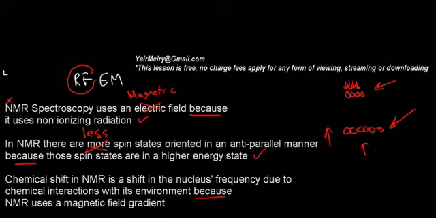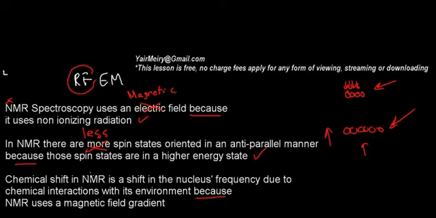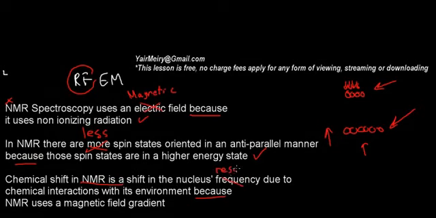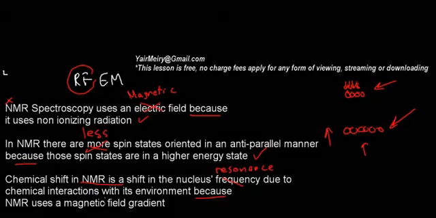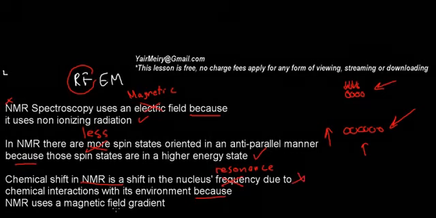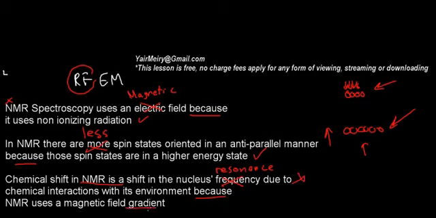Let's take a look. We know that chemical shift affects the nuclear resonance, but there's no frequency that we can associate with the nucleus. We associate spin and resonance. So if I'd like to correct this, chemical shift in NMR is a shift in the nucleus's resonance due to chemical interactions with its environment, and this would be entirely true if I fixed it. So this first statement is incorrect. NMR uses a magnetic field gradient, and this is a common mistake when people think, oh, magnetic field, it's correct, but it isn't in fact.